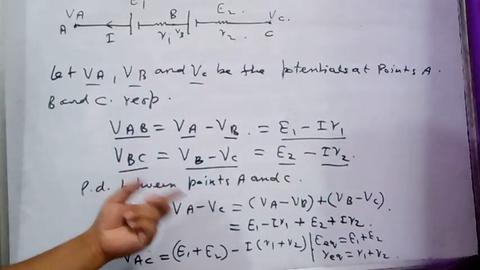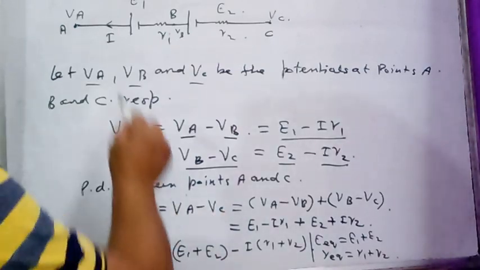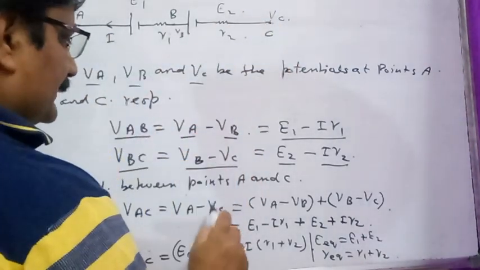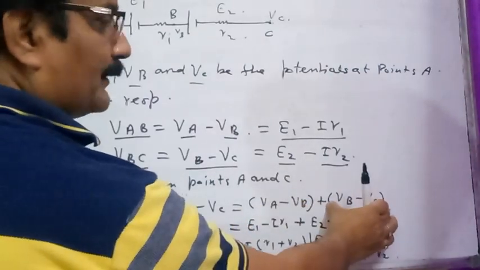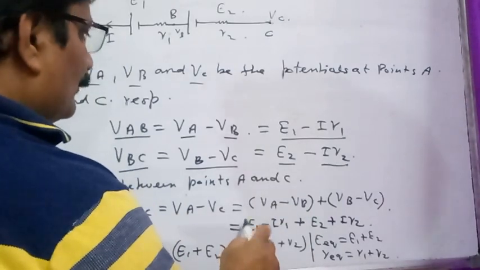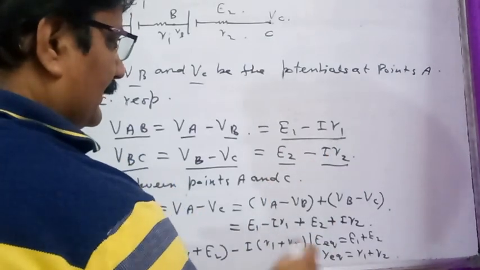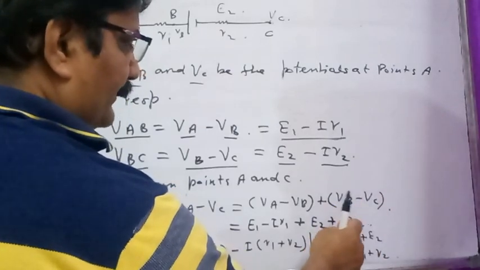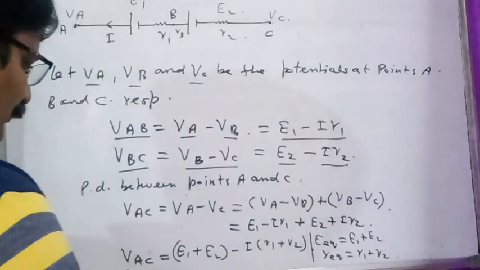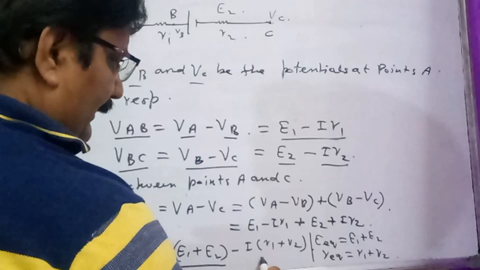Then what is potential difference between points A and C? So potential difference between A and C, VAC, is equal to VA minus VC, and this potential difference can be written as VA minus VB plus VB minus VC. These two are intermediate potential differences. So after putting the value of VA minus VB, that is E1 minus I R1, plus E2 plus I R2, after opening the bracket it becomes plus I R2. So we can get potential difference VAC as E1 plus E2 minus I into R1 plus R2.